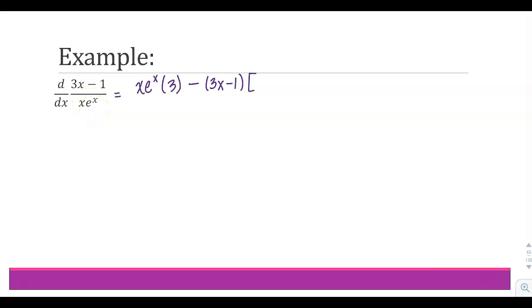So I'm going to go ahead and put a big set of brackets here, because we're going to have to take the derivative of x e to the x. So I'll just go ahead and write that above here, the derivative with respect to x of x e to the x. So let's go ahead and focus on that part.